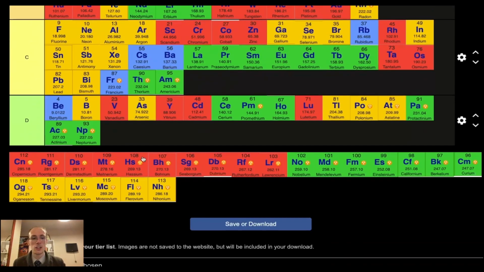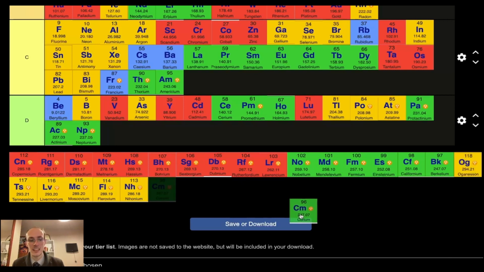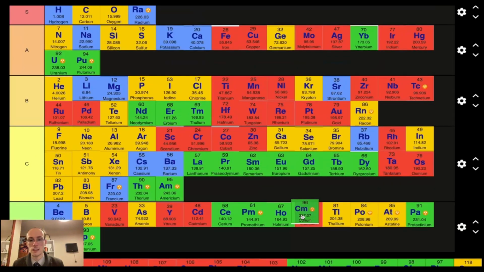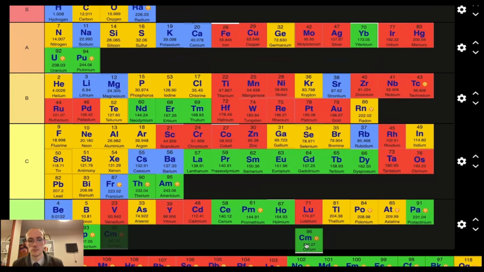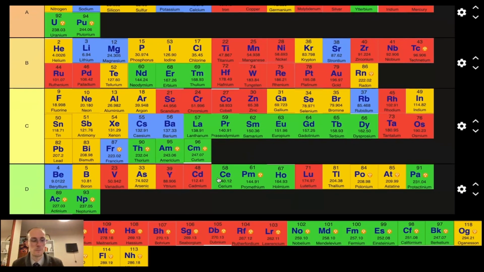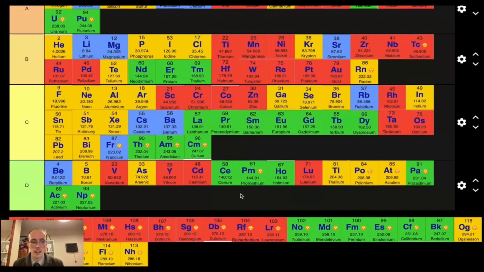Why not? Curium, we're now entering the phase of elements named after scientists. So Marie Curie, curium is here. It could be used in nuclear power, but it's considered impractical due to its radioactive decay, but it does naturally glow purple, which is mildly interesting. So for that, my sister likes purple. Curium can go in C.